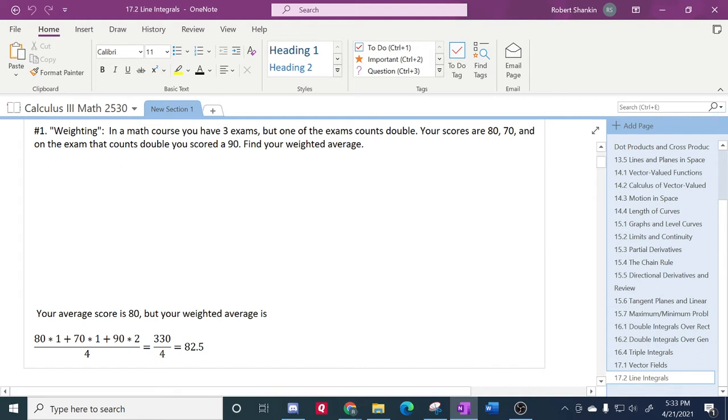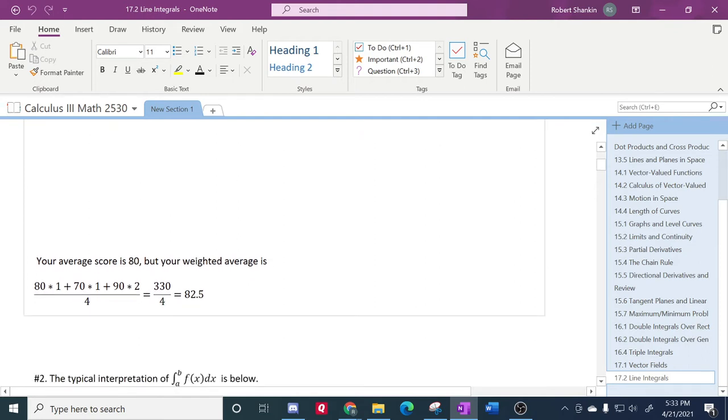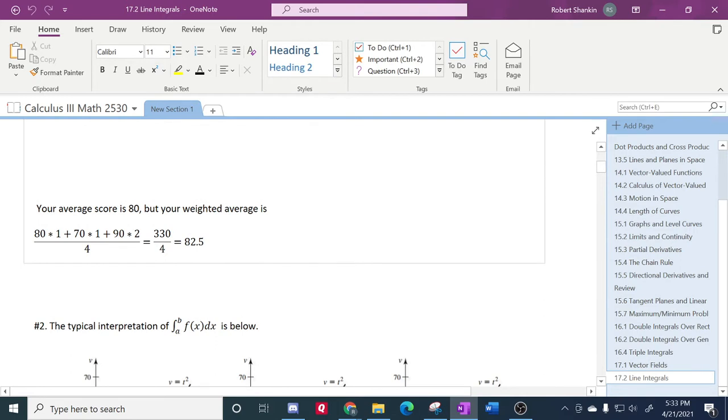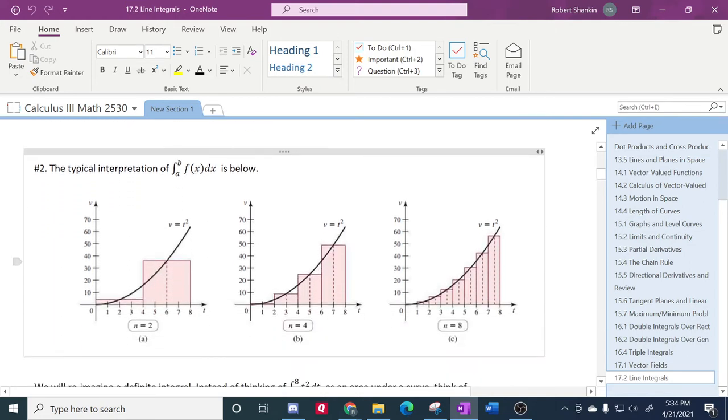Alright, I think it's a fairly simple concept that you probably had no difficulty with. But we'll see how we're going to relate that to this next section here. Typical interpretation of a definite integral. This is from Calculus 1.